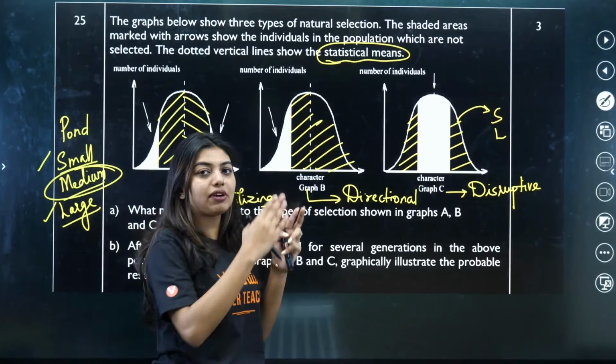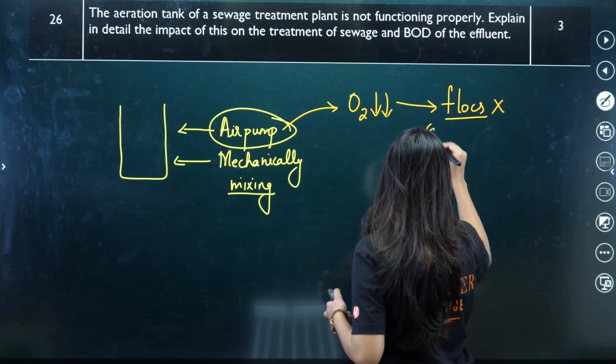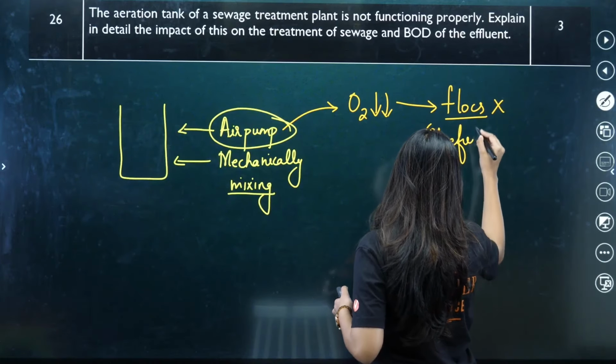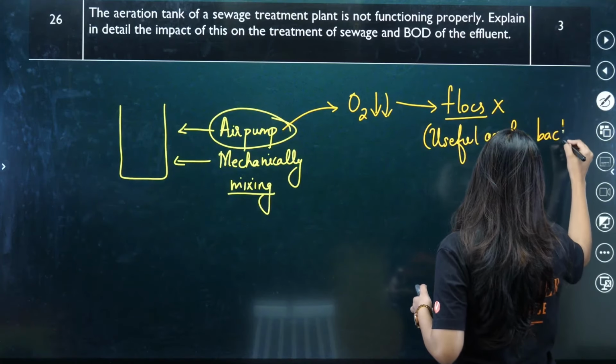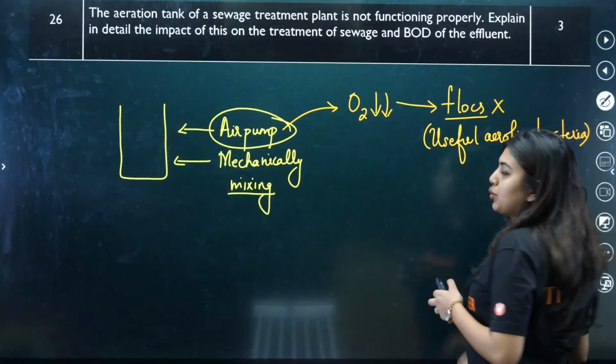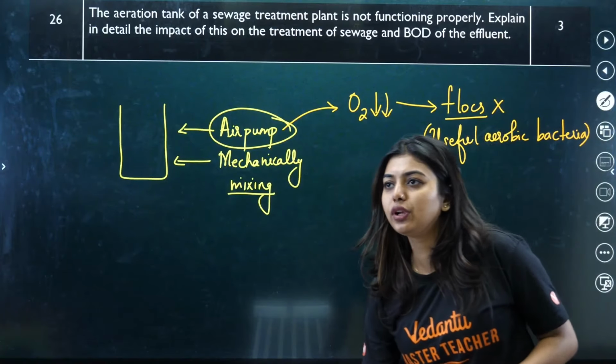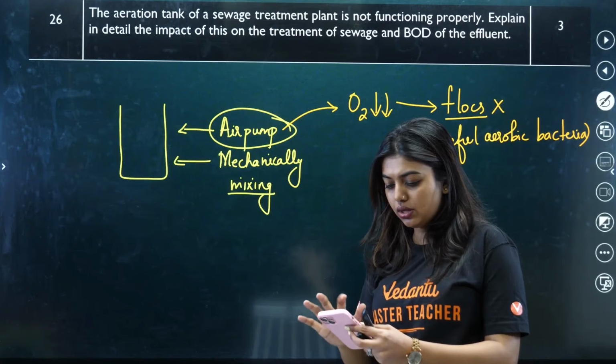Now, if the aeration tank is not functional properly and air is not pumped, imagine air is not pumped. What can happen, students? The first thing that can happen is that if air is not pumped, there is no oxygen, or oxygen is less. Then there is no formation of flocs, and useful aerobic bacteria will not grow. Agreed? Useful aerobic bacteria will not grow. Okay, clear?